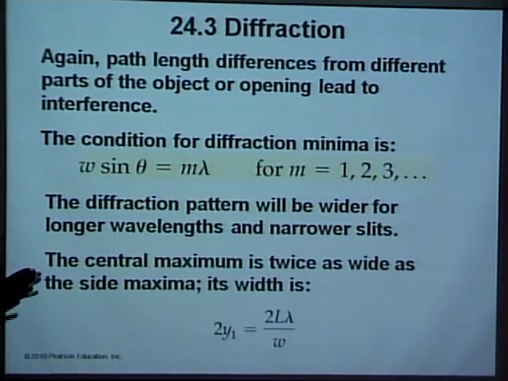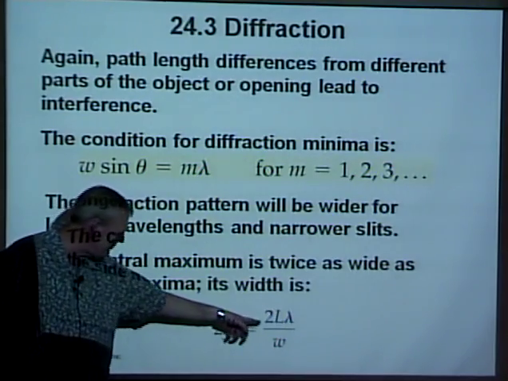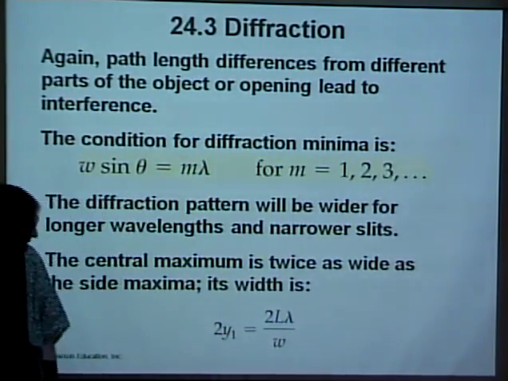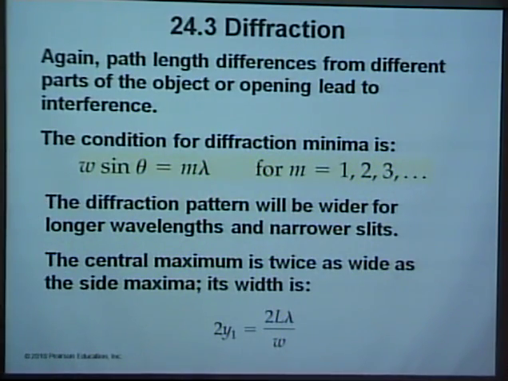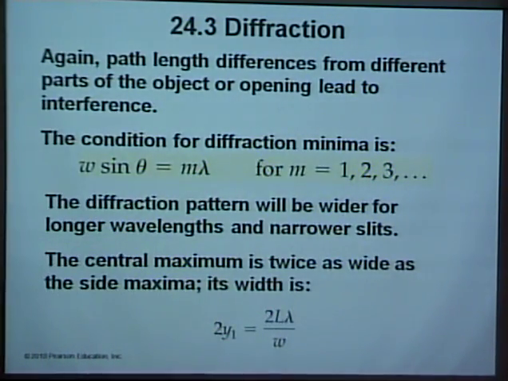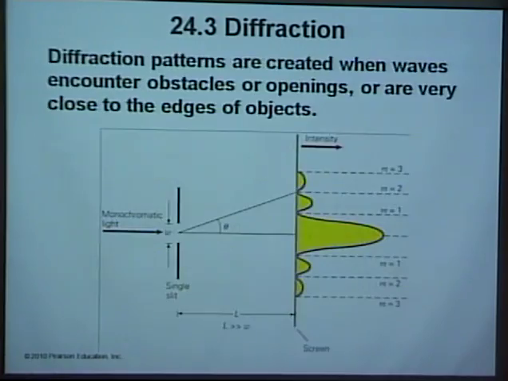In other words, if I narrow the slit, it's going to just squeeze it, type thing. So it'll kind of spread out like that, okay? And the central maximum is twice as wide as the side maxima, okay? And its width is, because of the small angle theorem, basically this L over Y, they kind of are getting this from the L over Y. Y is, let me go back real quick.